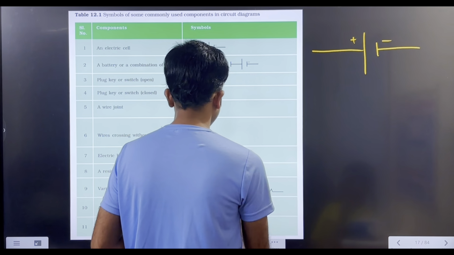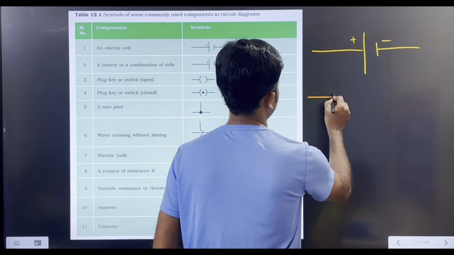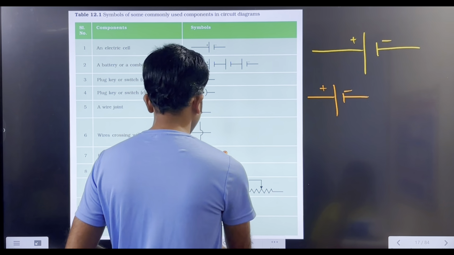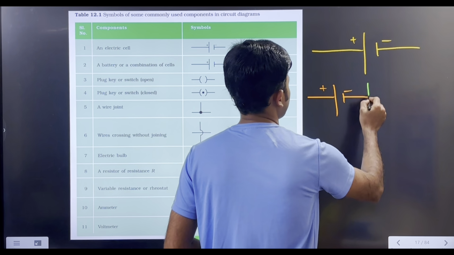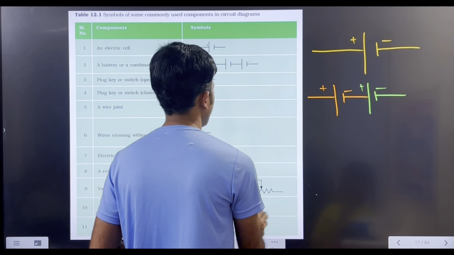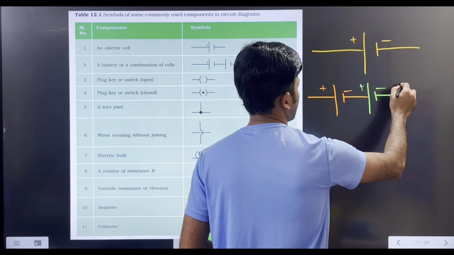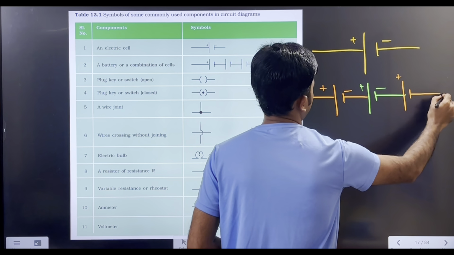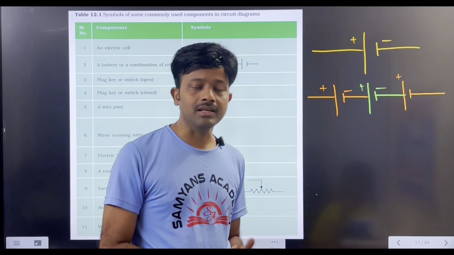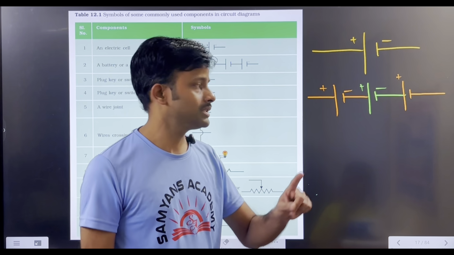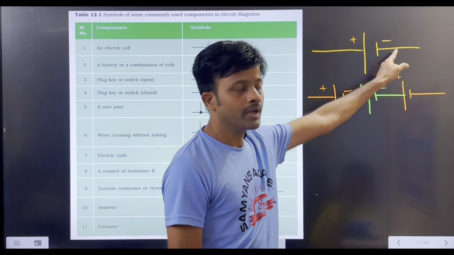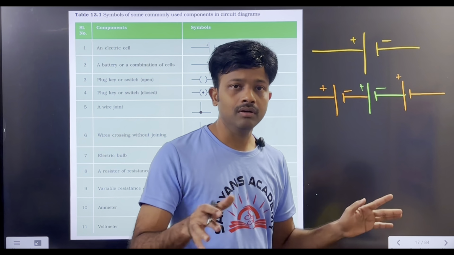You see here, in the second diagram we have the connections. The negative terminal of the first battery is connected to the positive terminal of the other battery like this. Next, the negative terminal of this battery is connected to the positive terminal of another battery, and it goes on like this. A combination of these many cells gives the battery. This is a single cell, it's not a battery. Combination of all these cells will give the battery.